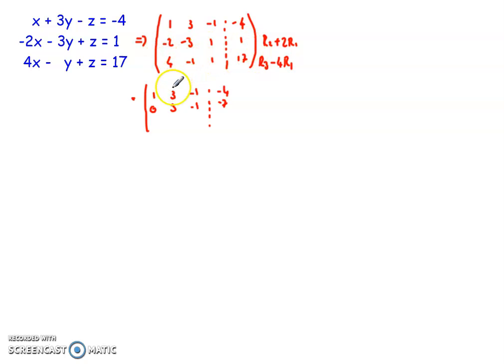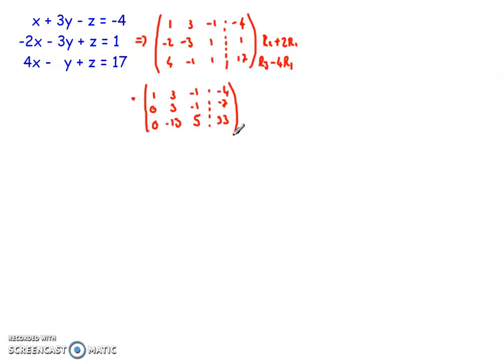I then look at this next one here, take away 4 of that, so I'll end up with a 0 here. I've then got negative 1, take away 4 of those, so I've got negative 1, take away 12, so I get negative 13. And what I've then got is 1, take away 4 times this negative 1. So I've got 1 minus minus 4, so it's adding them, so I end up getting 5. Then I've got 17, take away 4 times this, so 4 times negative 4 gives me negative 16. I've then got 17 minus minus 16, so 17 plus 16 gives me 33. So there is the next one.